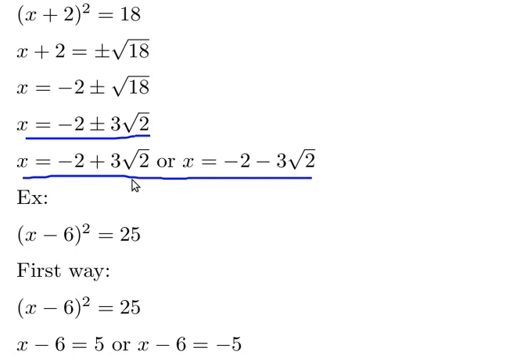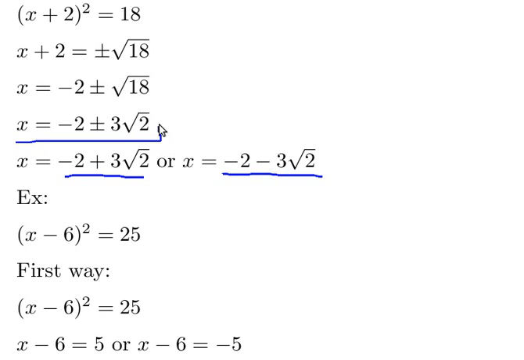But can we simplify this any further? Negative 2 plus 3 square root of 2. Well, no, you can't combine these two terms. Can you combine these two terms? No. Negative 2 minus 3 root 2. So since you can't combine these and you can't combine these, this is as far as they simplify. However, the only thing that they differ by is the sign. This is plus, this is minus. That's why we can just leave it in this form.